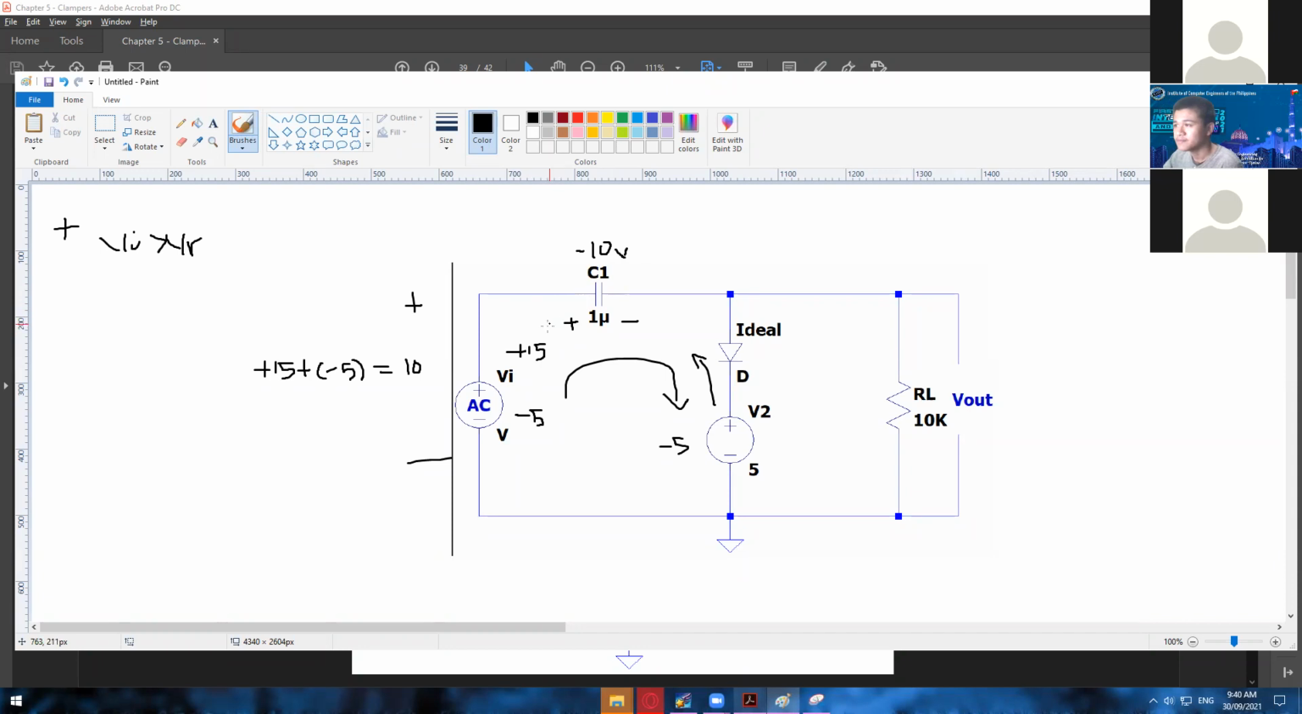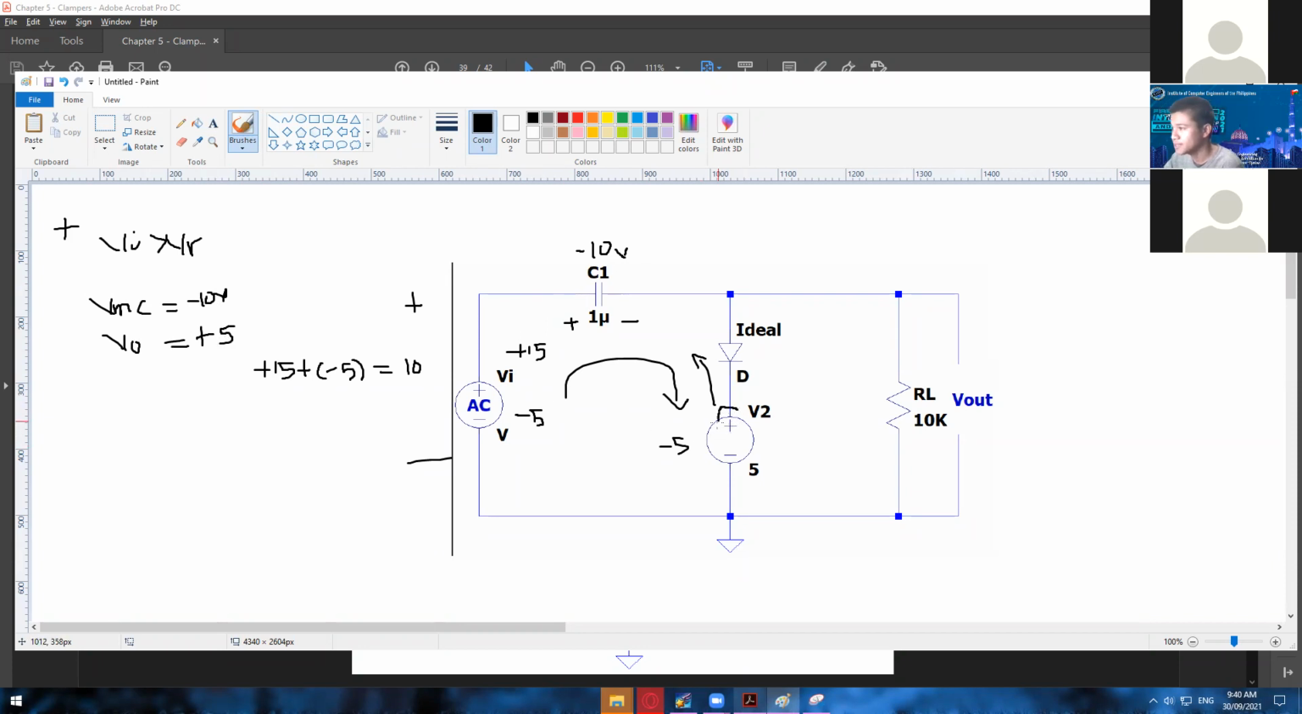Okay. And of course, this is the value of VMC, right? Negative 10 volts. And then for the value of VO, we have here positive 5 volts.